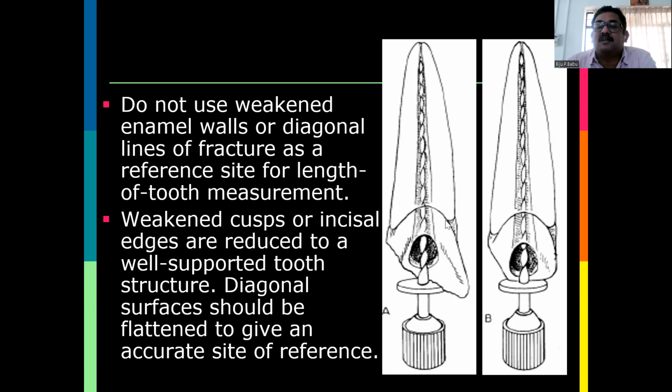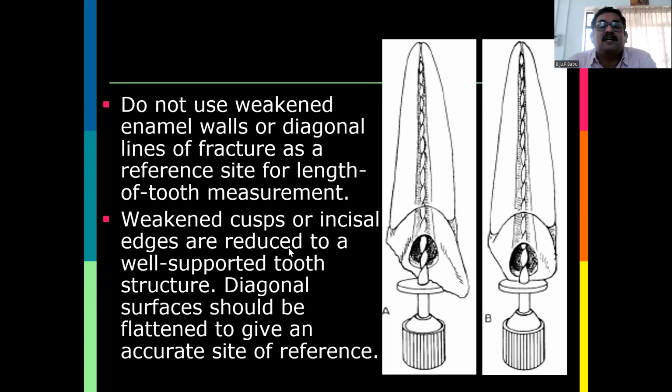That is, in this diagram you can see diagram A. There is a diagonal fracture. A slope cannot be taken as a reference point because the second time when you try, the slope will not be reproducible. Each time it wouldn't be the same point. So if you have a diagonally fractured tooth, you must flatten one end, so that when you place the stopper on the instrument, that point is reproducible. Each time you take it, it is taken from the same point.